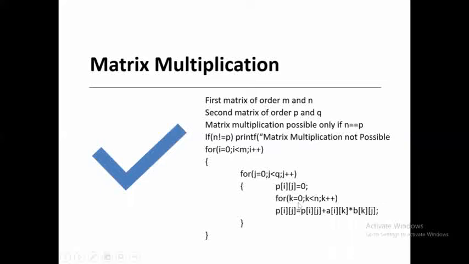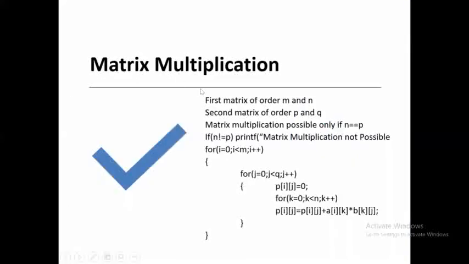Next thing is for k is equal to 0, k less than n value. Okay, what is the n value now? 2. Okay, k is 0, 0 less than 2, the condition is true. Right, now you're going to calculate the resultant matrix. Okay, i is for incrementing the rows, j is for incrementing the columns. Now k I am using to calculate the matrix.